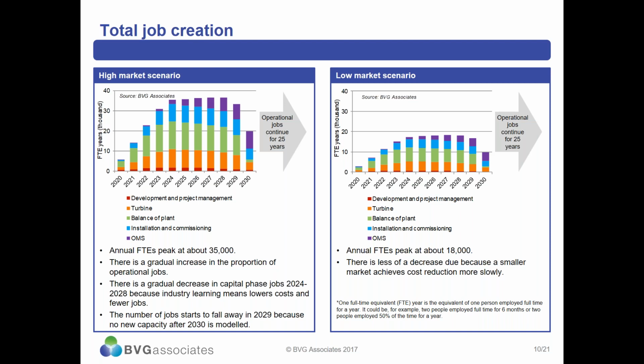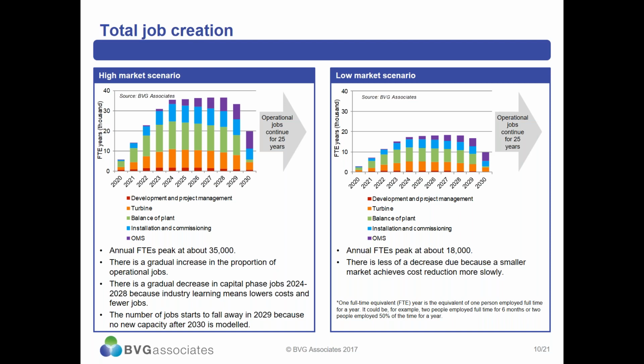rapid fall off, and that's simply because in the market scenario we've used, we haven't considered any deployment after 2030, and so what you can see is that obviously the activity in the supply chain in 2029, which might be, for example, in the manufacture of say cables, which starts quite early, and certainly in 2030, you've already had some of the activities occur.